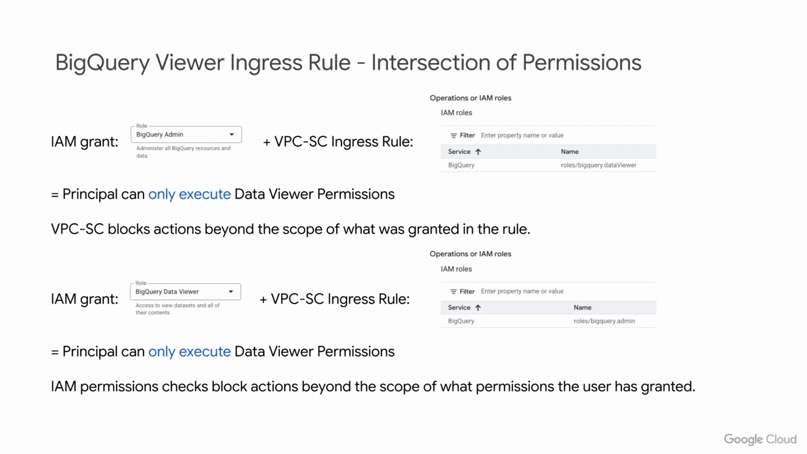In that same vein, VPCSC can't and won't grant IAM permissions. Let's say I wasn't an admin and that I only held the BigQuery Data Viewer role. And let's say the ingress rule specified the BigQuery admin role. I would still only be able to perform data viewer activities because IAM checks further down the line would block my attempting to execute a method I didn't actually hold IAM permissions for.